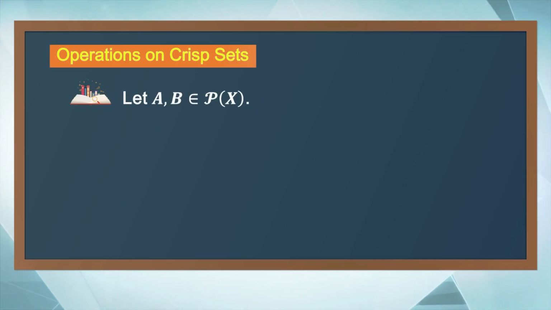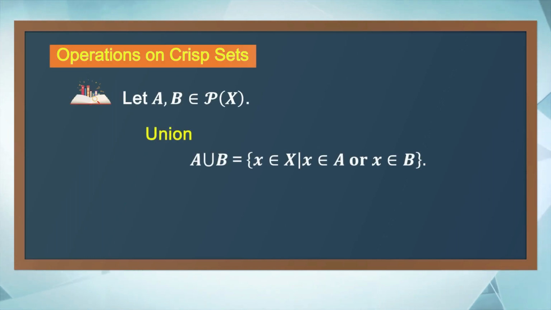Let A and B be two sets. The union of A and B is the set containing those elements that are either in A or in B or in both. An element x belongs to the union of A and B if and only if either x belongs to A or x belongs to B, or both.